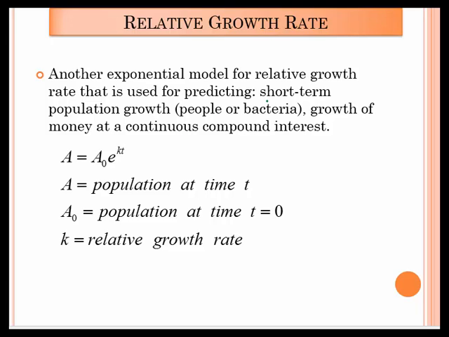Growth of money at a continuous compound interest, and you've seen that one before in chapter 8. But this is the formula we use for relative growth rate. We still have A is the population at time T, A naught still the population at time T equals 0. Now we have K, this constant right here. That K is your relative growth rate, and once again T is going to be your time.